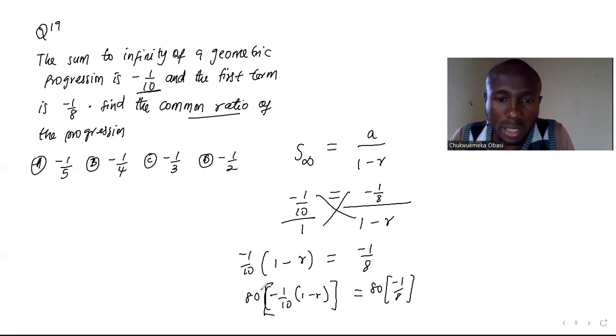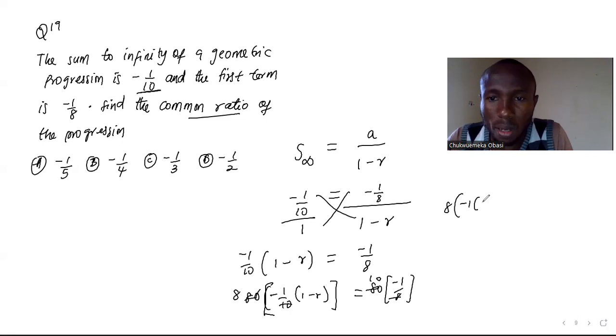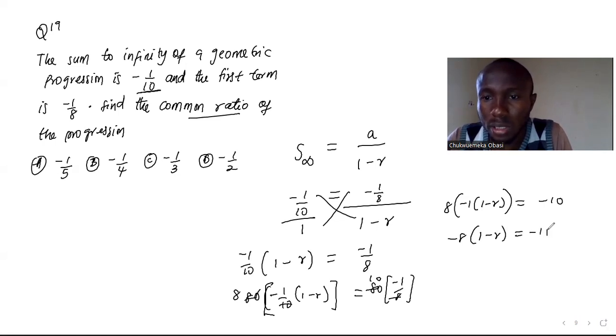So now, therefore, this 0 and this 10 cancel, so you have just 8 remaining here. And this 80 and this 8 cancel, so you have just 10 remaining here. Now you have 8 into minus 1 into 1 minus r equal to 10 times minus 1, which is minus 10, right? So go ahead and multiply. 8 times minus 1 will give me minus 8. So you have 1 minus r equal to minus 10.